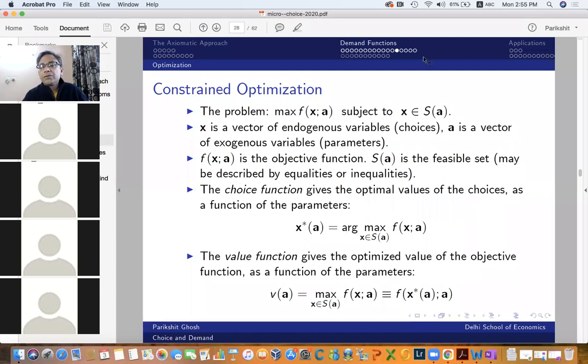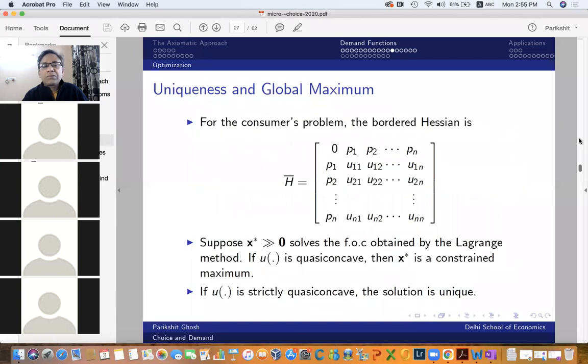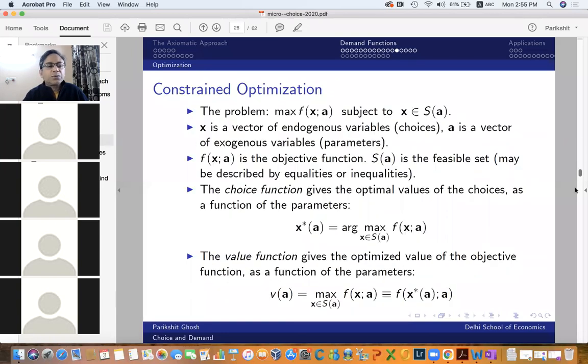All right. So I want to talk about two important mathematical results, which are going to be very useful and are used repeatedly in this sort of classical micro theory. They're called the implicit function theorem and the envelope theorem. So I want you to understand the math as well as the intuition.